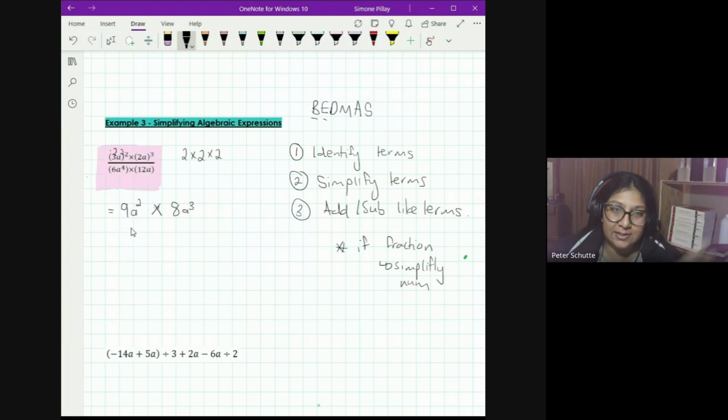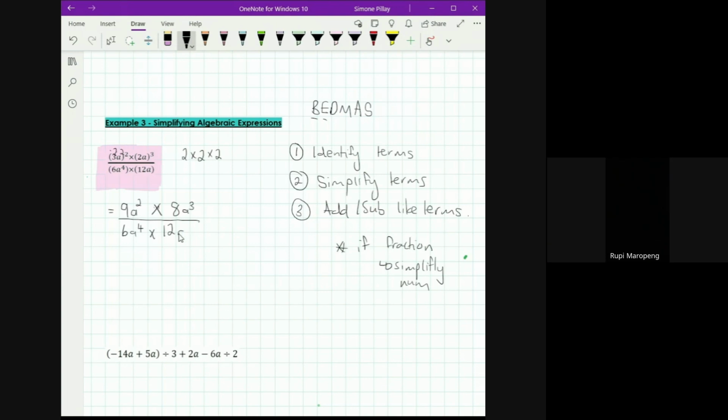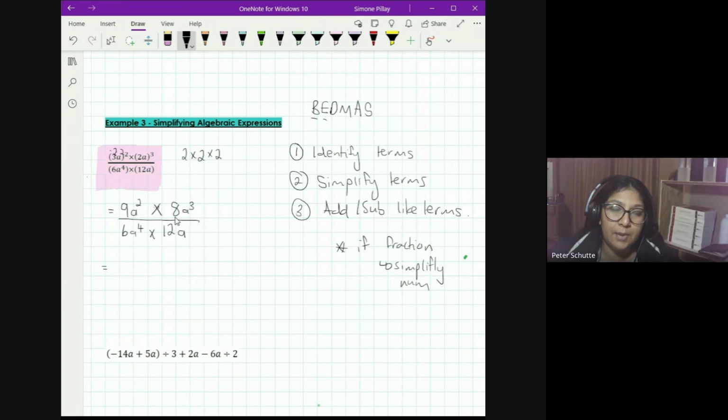Now we have this. Let's simplify our denominator a little bit more. Well, there's nothing really for me to simplify in my denominator because there's no exponents outside my brackets. So Rory-san, I'm just going to get rid of my brackets. Do you see that? Yes, ma'am. Okay. Now in our next step, let's multiply across. So let's multiply 9a squared times 8a cubed. What rule can I apply here, Rory-san? Do you know?